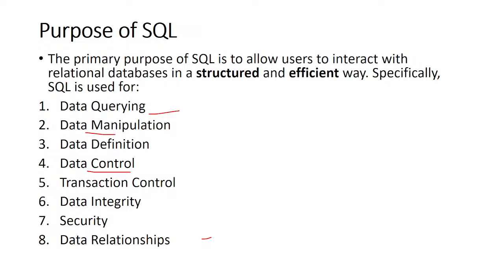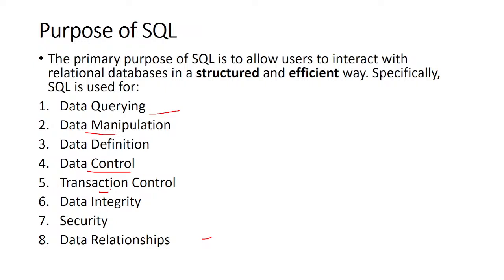Another is transaction control. Transaction control means SQL helps to manage transactions using commands such as COMMIT, ROLLBACK, and SAVEPOINT. These are three commands. Basically, these ensure that database changes are consistent, isolated, and durable. Another is the ACID property: atomicity, consistency, isolation, and durability. This helps SQL to ensure reliable and fault tolerant database operation.